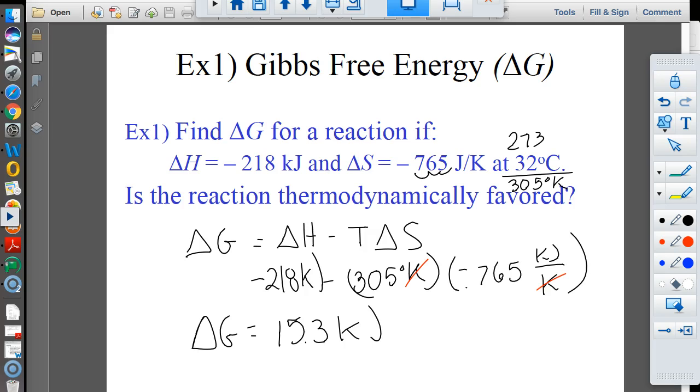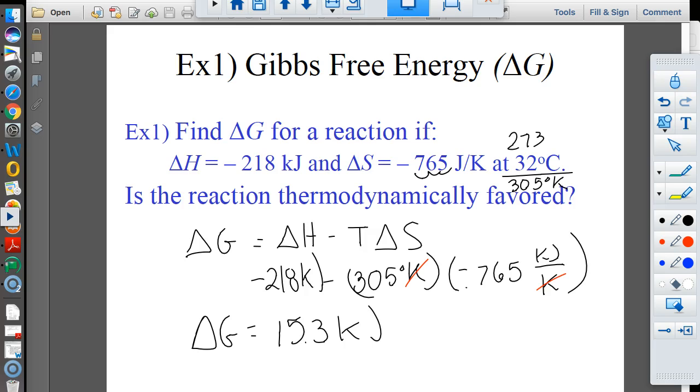And some reactions are only favored at low temperatures, some are only favored at high temperatures. So let's think about this mathematically to try to figure out if this would be a high temperature or a low temperature that would kind of fix the situation. How's your math? Good? Okay, hang with me.